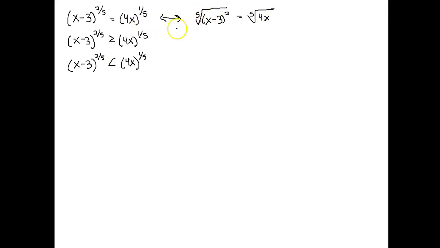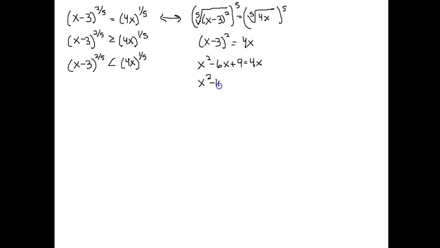So what you can do either way is raise both sides to the 5th power. So you got x minus 3 squared equals 4x, and solve from there. x squared minus 6x plus 9 equals 4x. x squared minus 10x plus 9 equals 0. We got x minus 1, x minus 9 equals 0. x minus 1 equals 0, so x equals 1. x minus 9 is 0, so x is 9. So there's your two solutions to try.